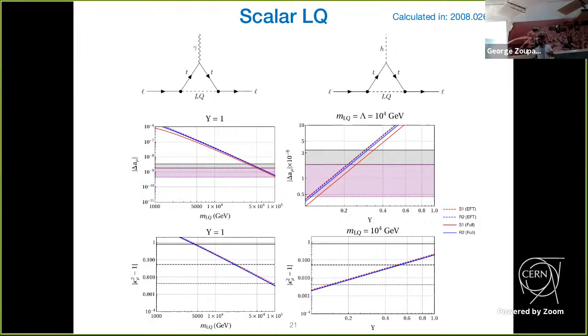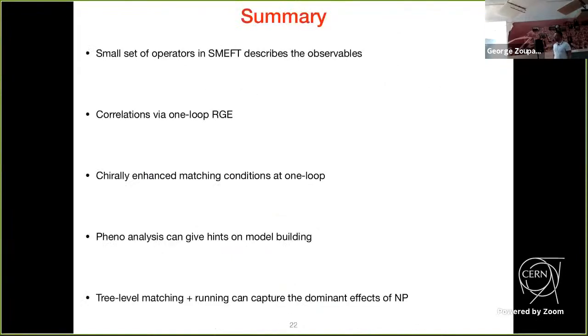And what we get is that, depending on the model, this calculation that is matching at tree level with this MEFT and then doing the running is able to reproduce the numerical result of the full theory calculation. So now the spoilers are becoming the summary.